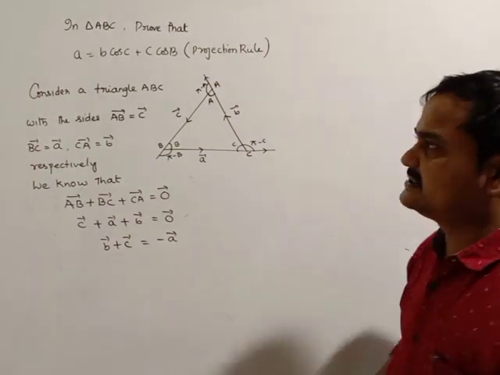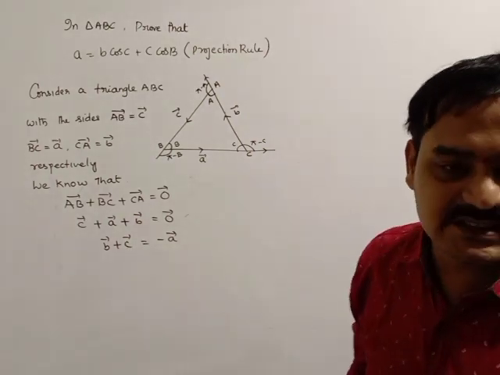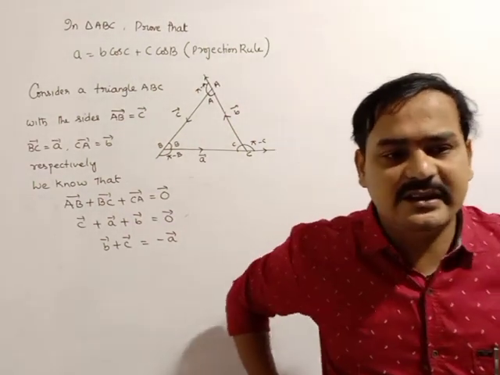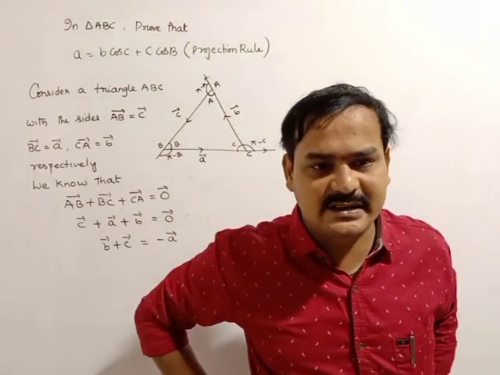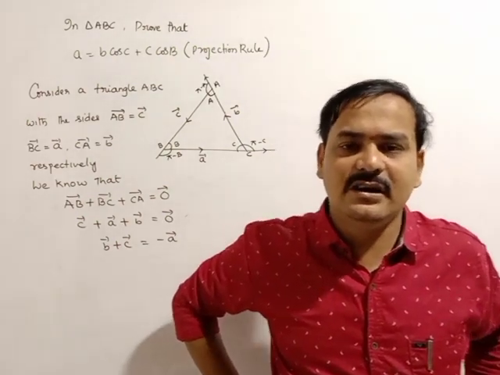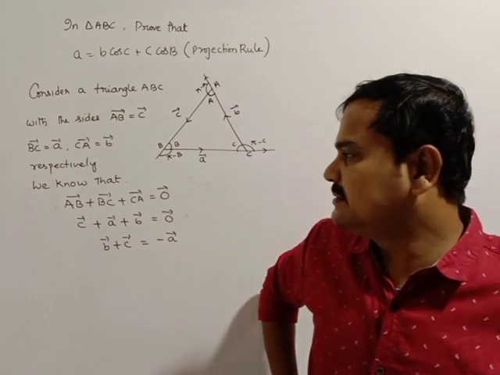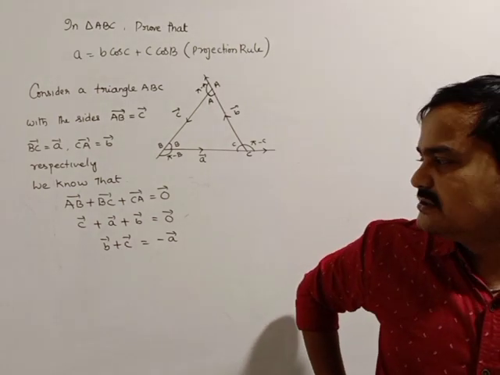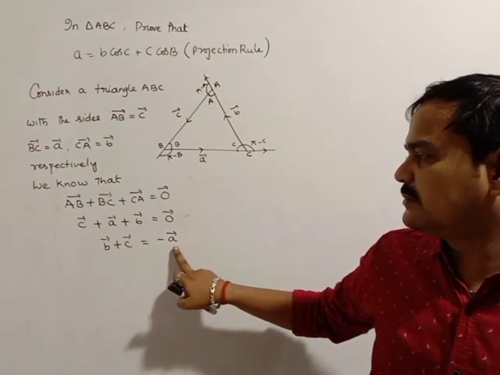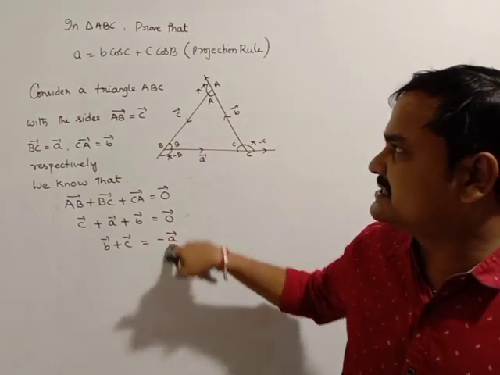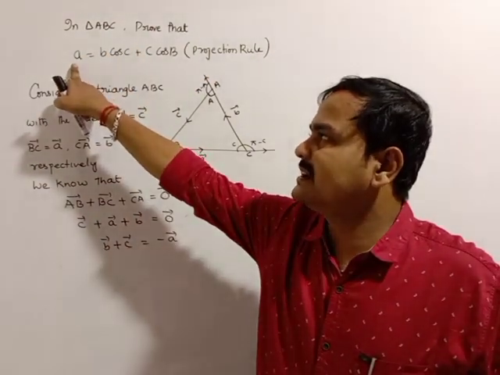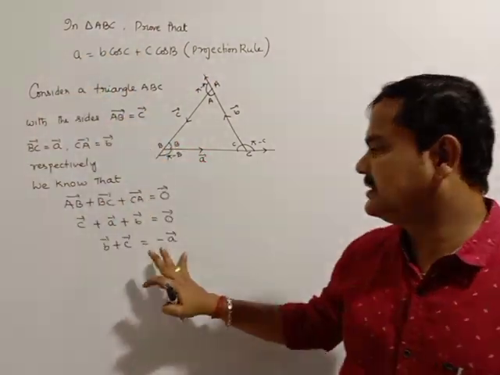First of all, consider a triangle ABC with the sides AB bar equal to c bar, BC bar equal to a bar, CA bar equal to b bar respectively. And we know that the sum of the sides of any polygon is 0 bar. So AB bar plus BC bar plus CA bar is equal to 0 bar. So c bar plus a bar plus b bar is equal to 0 bar. And b bar plus c bar is equal to minus a bar. Why do I need to take minus a bar? Because a is given, and that is what you need to consider on the left side of the question.